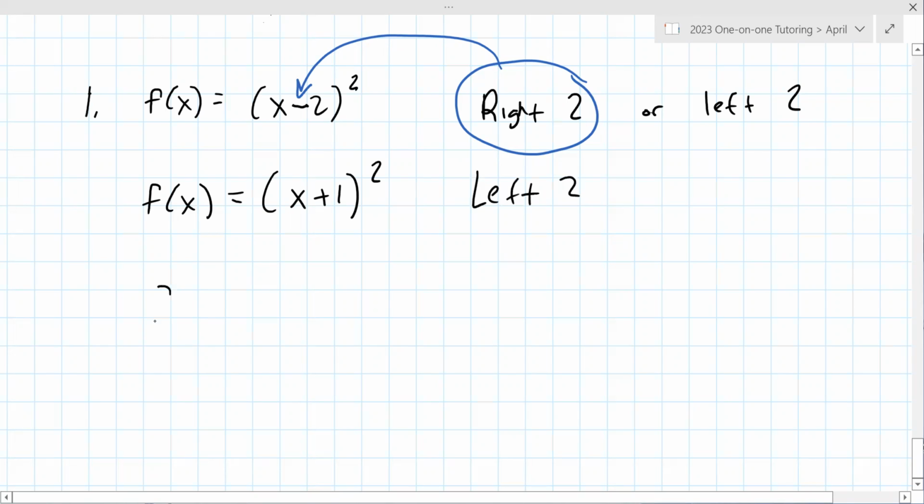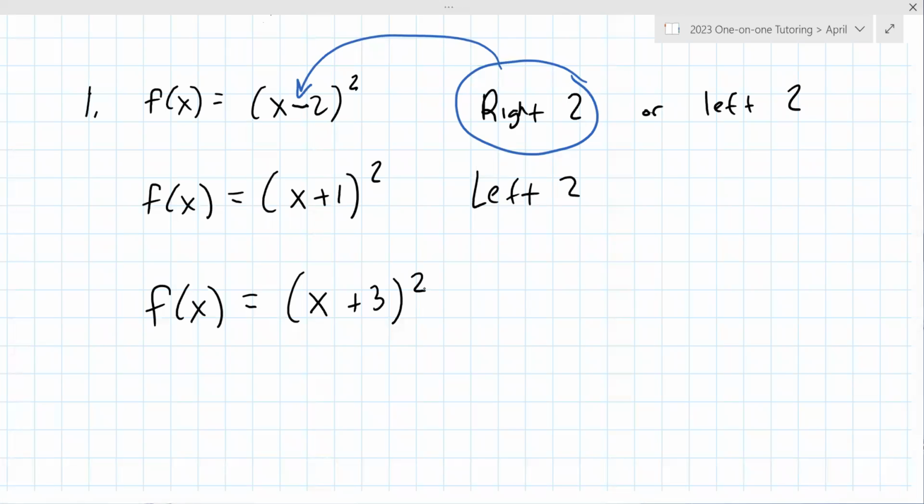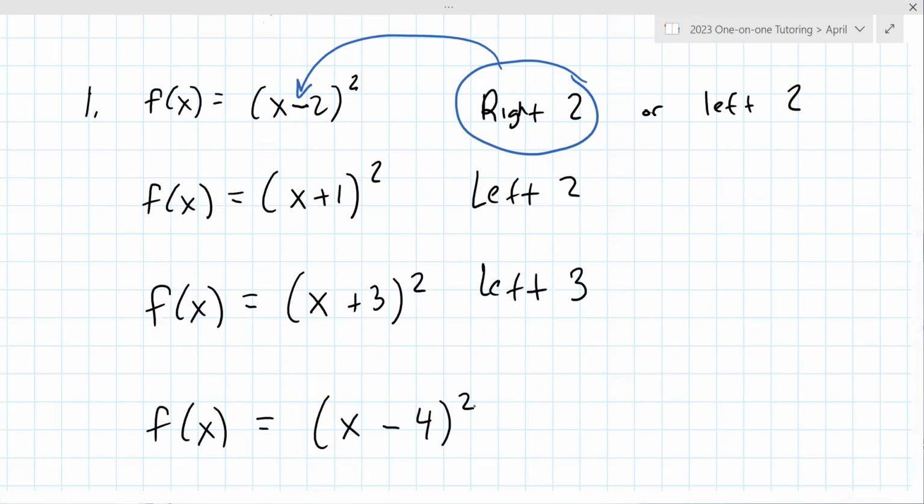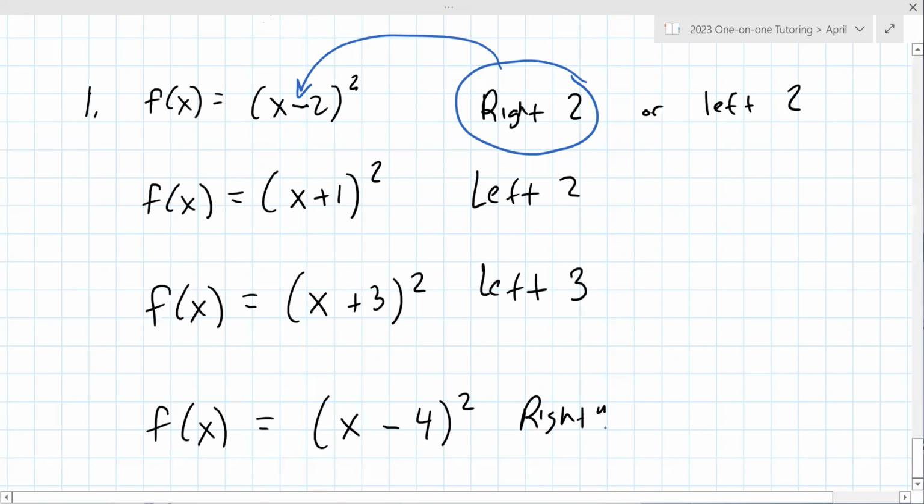Okay, here's another one. Is this left or right, and how many? Left 3. Good. Let's look at another one here. Let's say it's x minus 4 squared. Is that left or right? Right 4. It is right 4. Very good. We are at the end of our lesson for today.